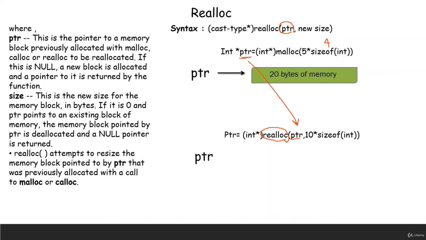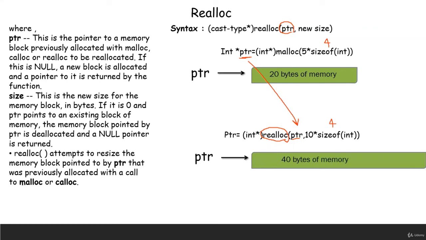And after reallocating, what will its size be? 10 times sizeof(int), that is 4. So 40 bytes of memory will be the size of the block allocated to it. This is how realloc works.